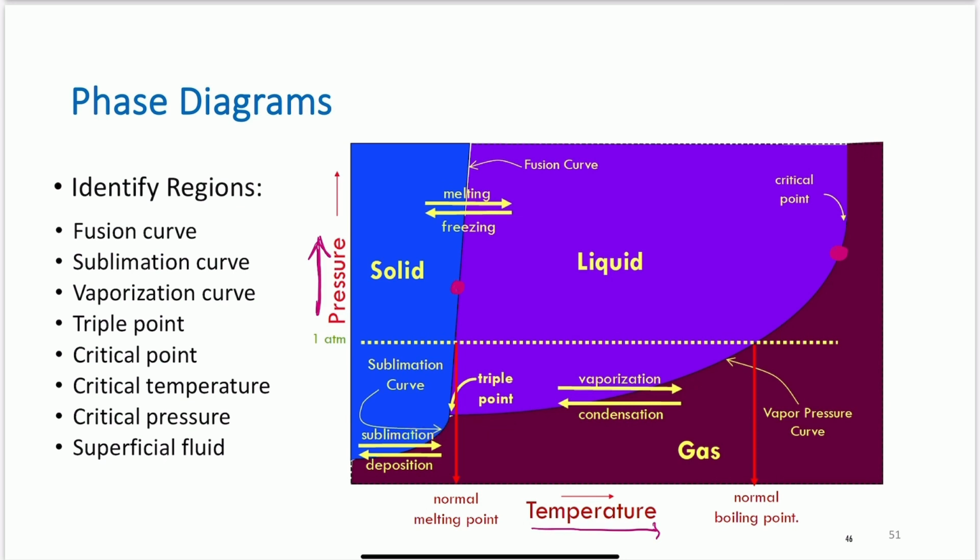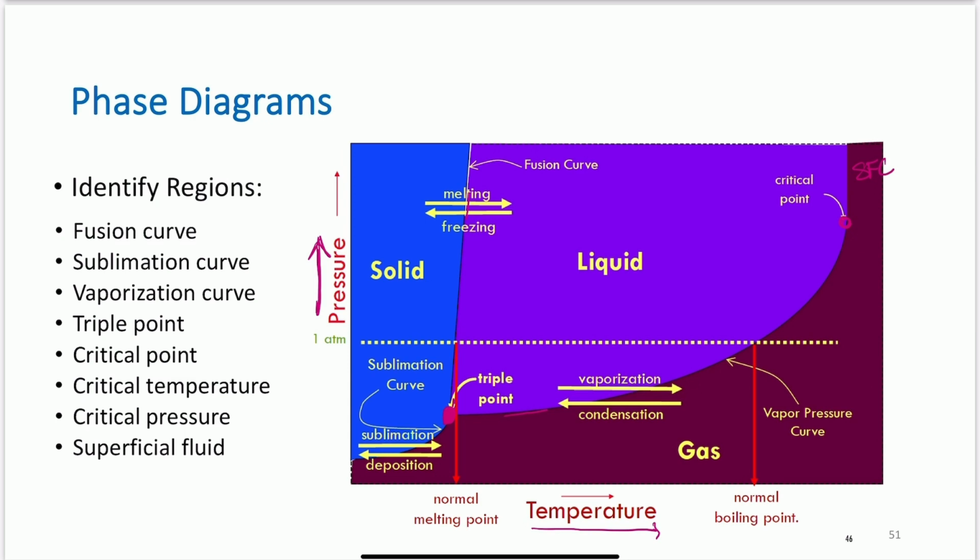So any point here between a liquid and gas phase, it's your vaporization curve. Any point here on this line between your solid and liquid is your fusion curve. So any point in there is your fusion curve. Let's see. Your triple point is where all three come together. So that's where they're all three in a touch. Critical point and critical temperature. Critical pressure, supercritical fluid will be up here.